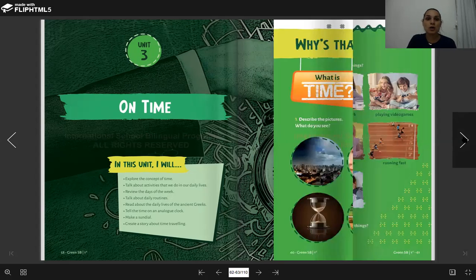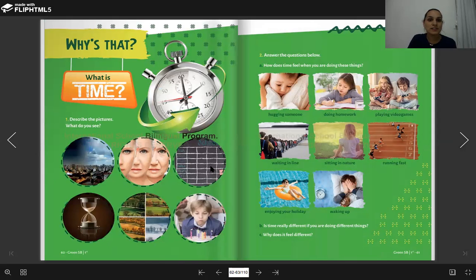Okay, so I asked you about these pictures. Remember, the picture cards I showed you, and they ask you to describe the pictures. What do you see? So we see all these pictures represent time. I have a question for you. I have a question now. I want you to do something, okay? Follow what I want you to do.